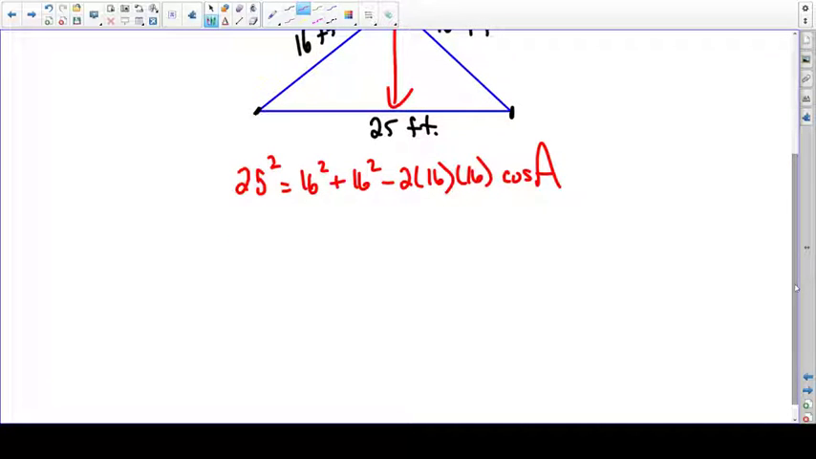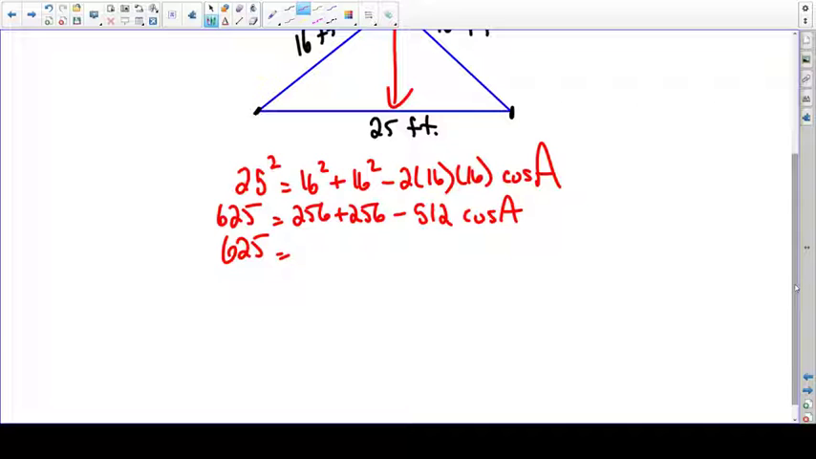25 squared is 625. 16 squared is 256, so that's another 256. 16 times 16 times 2 would be 512 times the cosine of A. Adding the two 256s, we do get 512 minus 512 cos A. Remember, please resist the temptation of subtracting the two 512s, because this 512 is joined to the hip to that cos of A. But we can take the first 512 and bring it over to the left side and subtract it from 625.